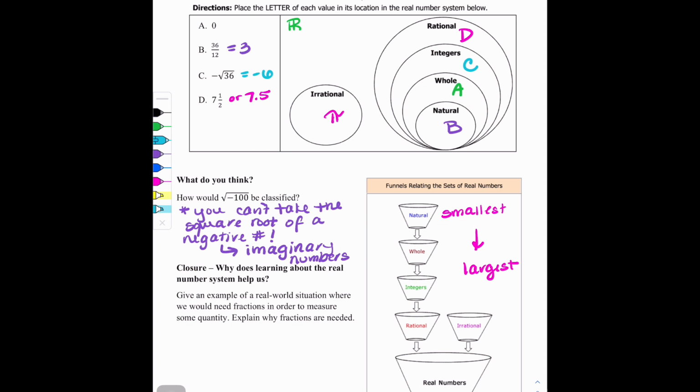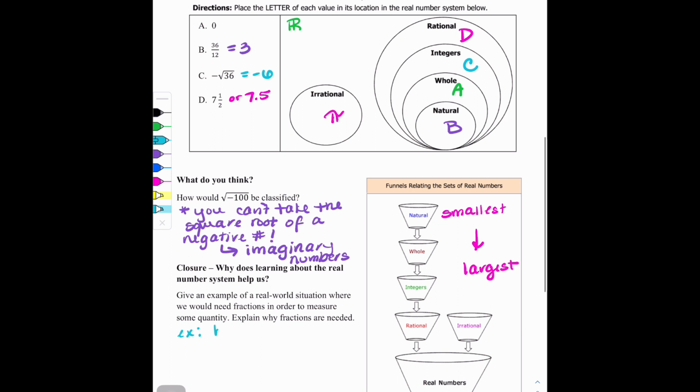Okay, so why does learning about the real number system help us? I want to talk about what it means in real life. Give an example of a real world situation where we would need fractions in order to measure some quantity. So think about something that you do in your everyday life that you would need a fraction for, and explain why you would need it. So my example is the following. I like to go to the bulk section of the grocery store and buy candy or different things.